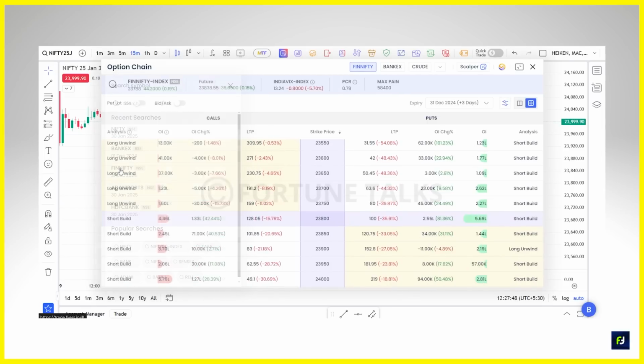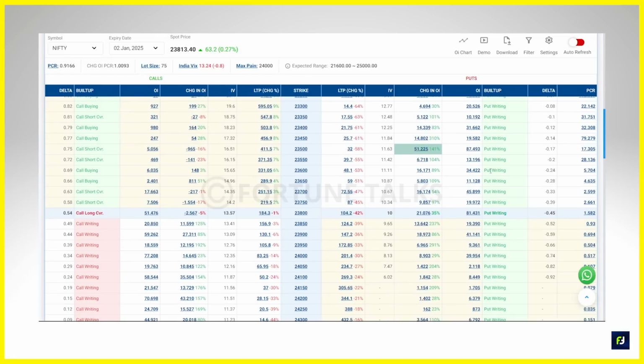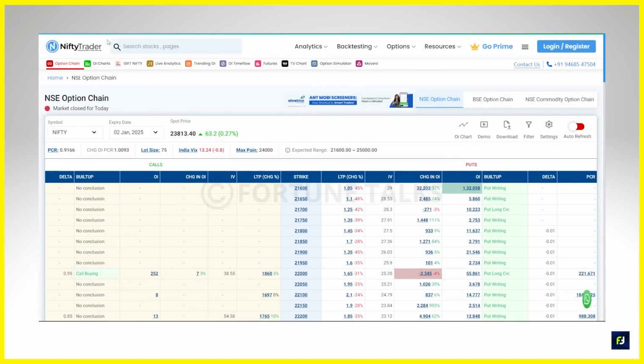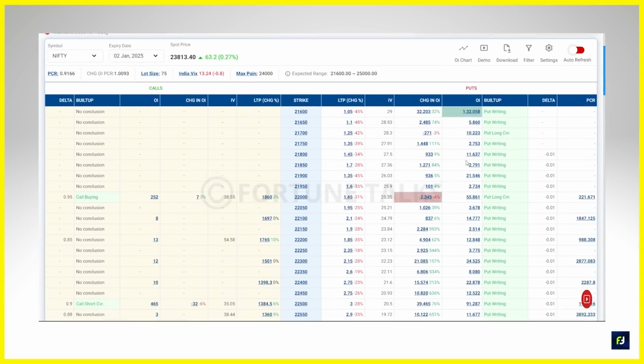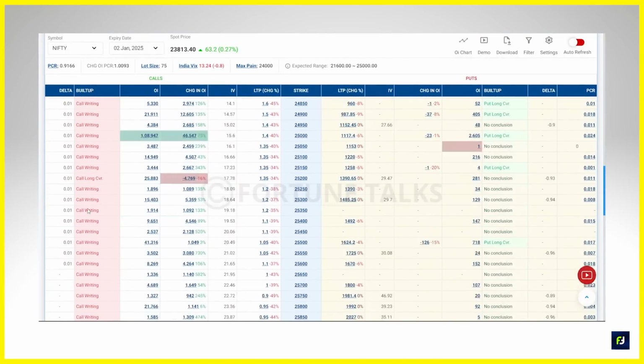Don't worry if you don't want to open an account, you could use the option chain provided by the Nifty Trader website. The site offers a lot of other data as well. You can find the link in the description.